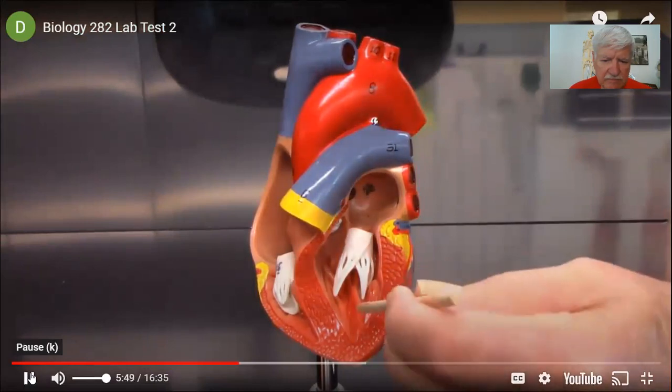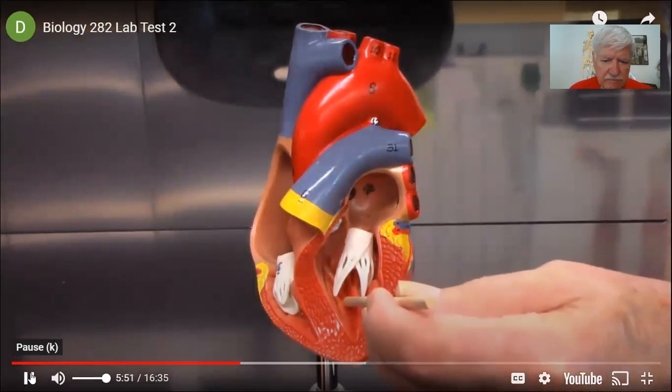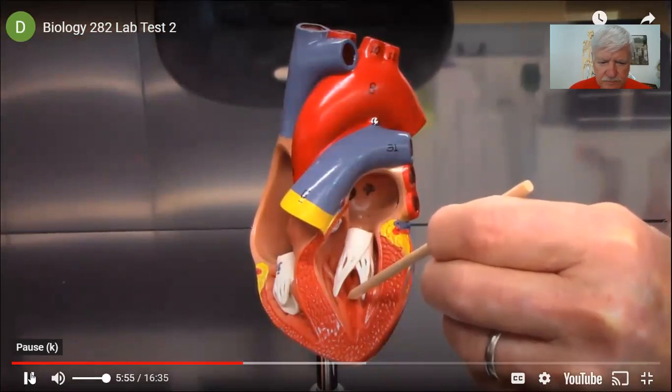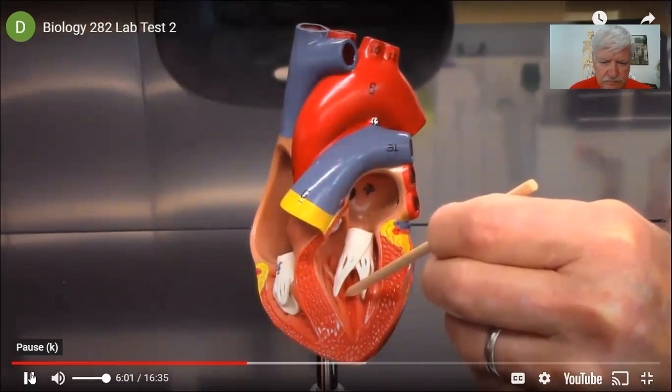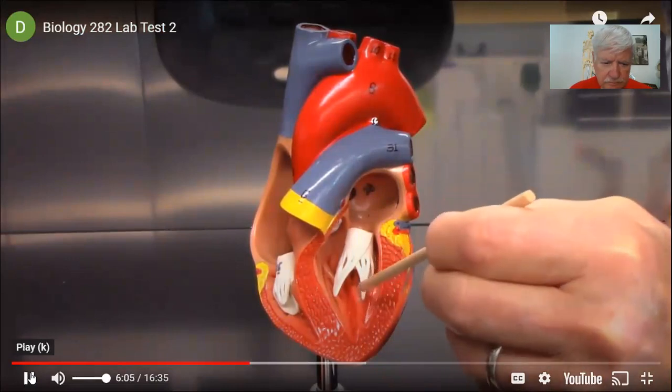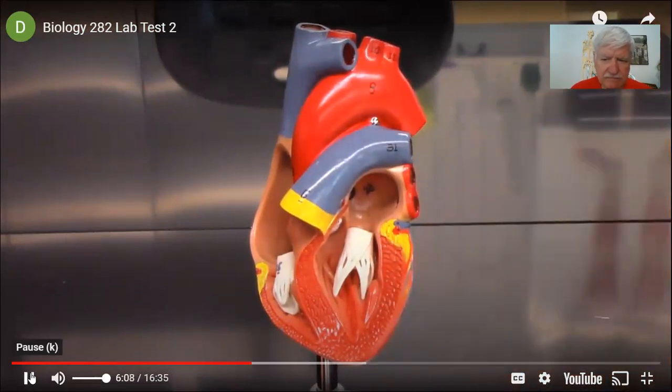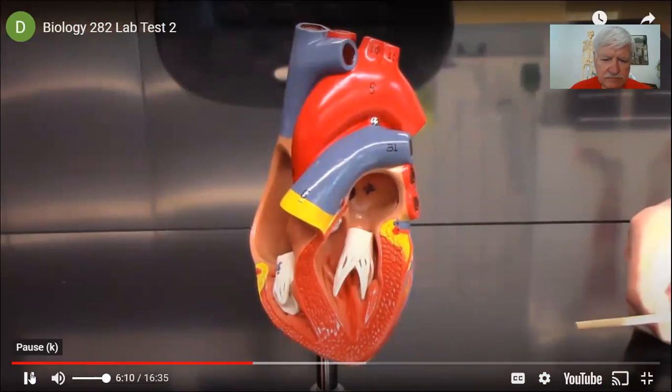What chamber of the heart is this? It's at the apex of the heart. It's a thick-walled chamber, and it's on this side of the heart. Left ventricle. I hope you got that right. Tell me what side of the heart it's on. That's number 10.